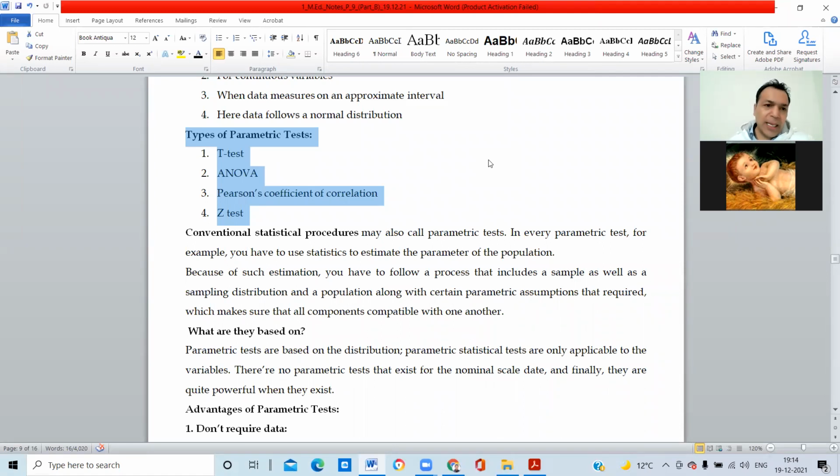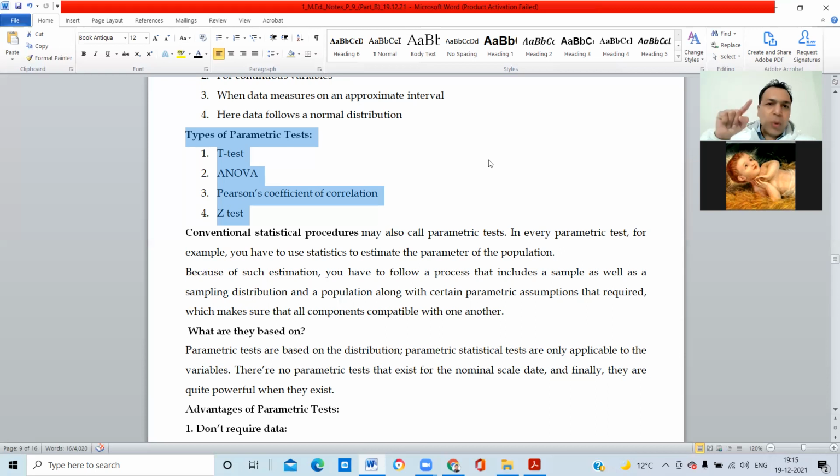So the types of parametric tests are t-test, ANOVA, Pearson correlation coefficient, and z-test. We should have knowledge of these parametric tests, which come under inferential statistics. Under inferential statistics, statistical tests come. And what are the statistical tests? Parametric tests and non-parametric tests. What are the parametric tests? T-test, ANOVA, Pearson, or Z-test.